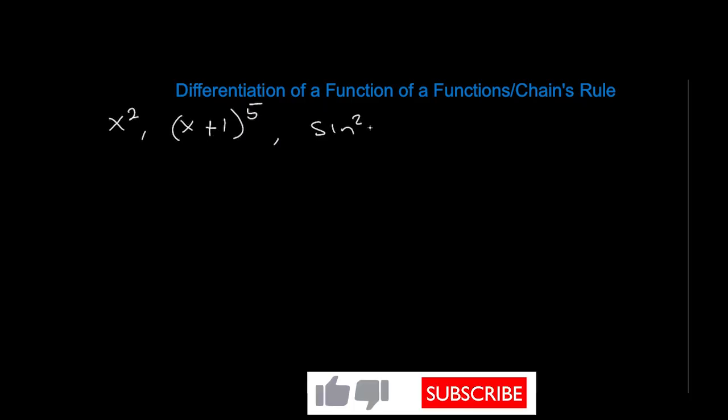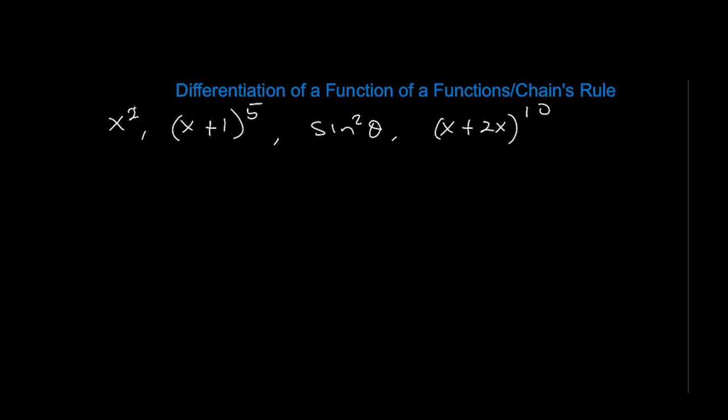Functions like x squared, (x plus 1) to the power 3 or power 5, sine squared theta, (x plus 2x) to the power 10. These are a few cases where you can use it, when your power is 2 and above, on a variable or on an expression. And this calls for the chain rule. Let's see how this function is expressed.